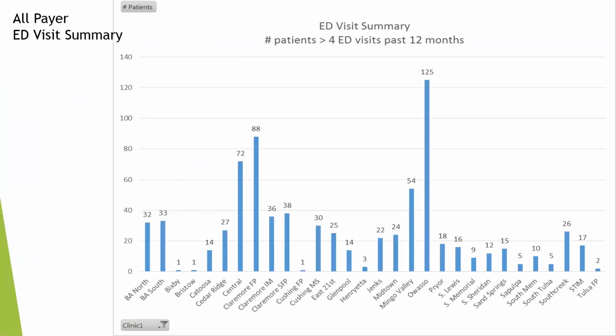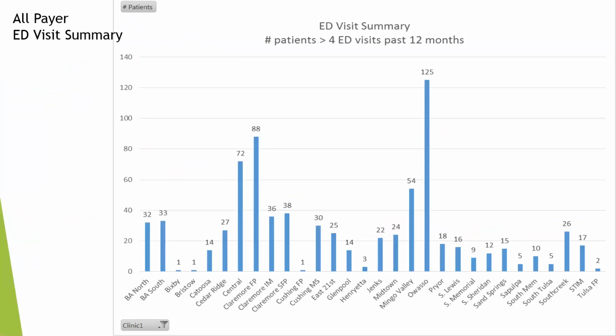This is a graph showing the number of patients who have been in the emergency room more than 4 times in the last 12 months. And you can see there's a lot. So if your name is not on the bottom line, like Cushing Family Practice, you didn't have any patients that were in the emergency room more than 4 times.